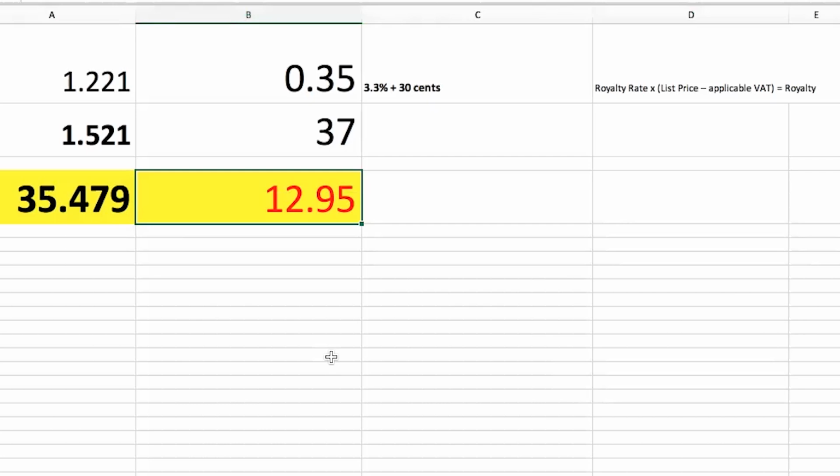$12.95 for a $37 ebook sale. This is what I'm keeping, guys. This is not the percentage they're taking. This is what I'm keeping.